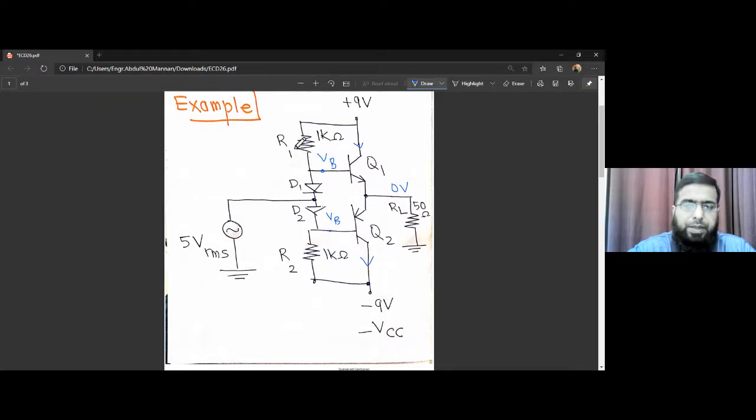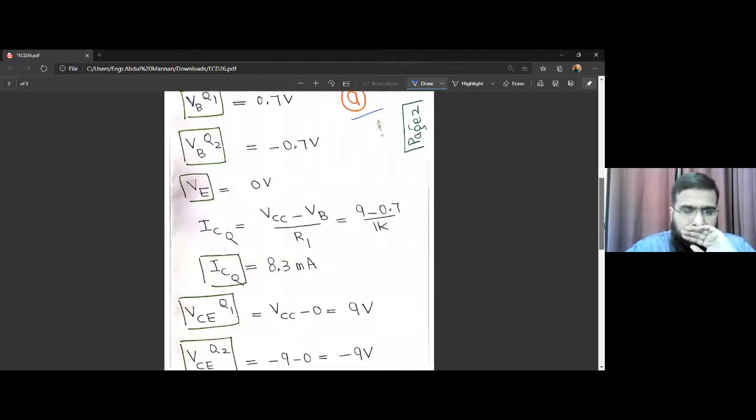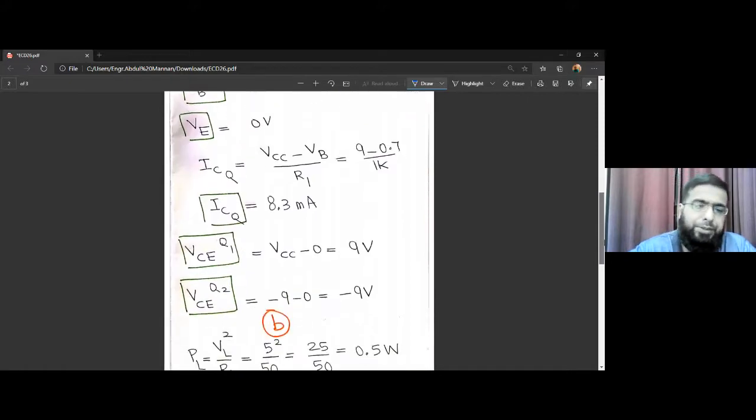VCC minus VB divided by R1. We studied that in theory. So it's a current mirror, and this current is decided by this setup: VCC minus VB divided by R1. So this ICQ comes out to be 8.3 milliamperes, and this is the same IC for transistor Q1 as well as for Q2, for both transistors.